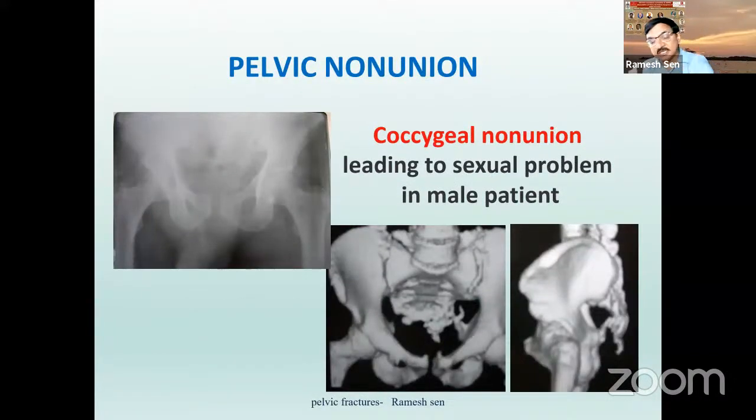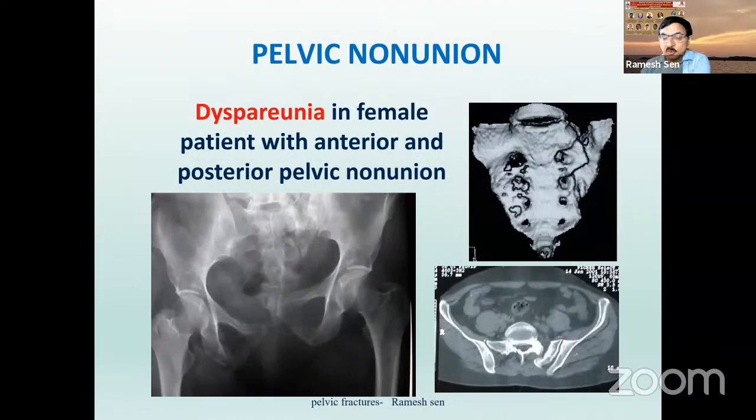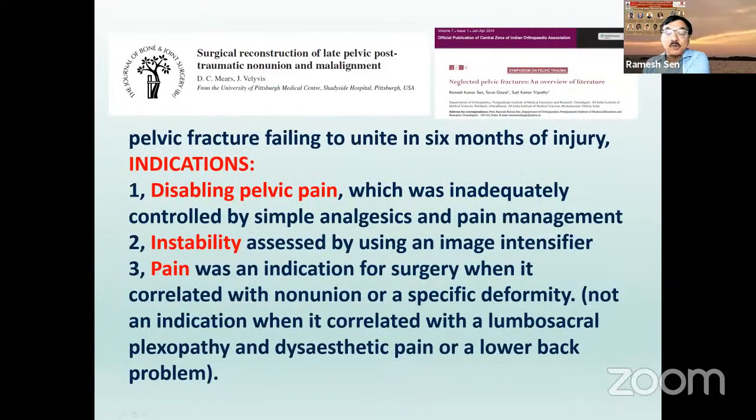Then, as was said again in the first talk, there is this problem in sex. In this patient, he had coccydynia as a fracture of this sacrococcygeal area and it was giving him symptoms. Another patient, a female who had this non-union, also complained of dyspareunia, which subsequently settled once this surgery was done for her. Now, what can we do about the surgery in these cases?